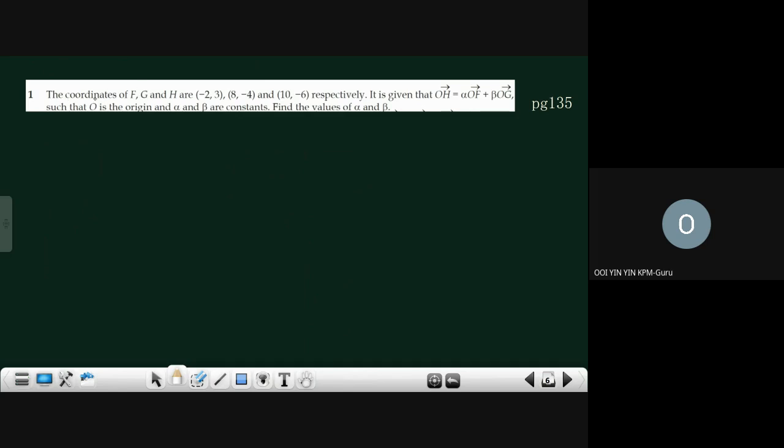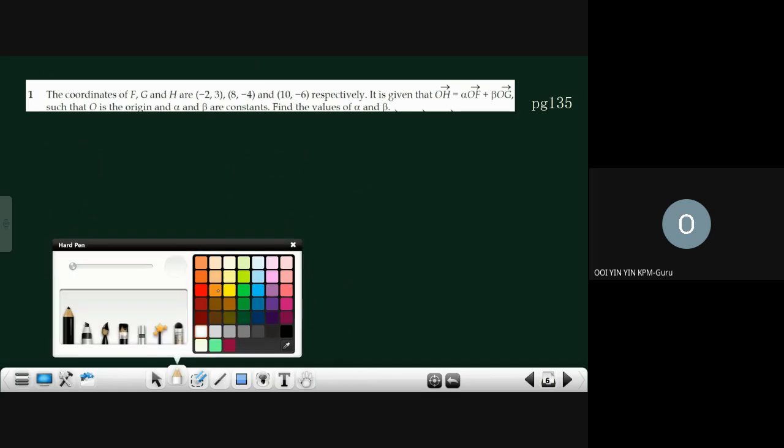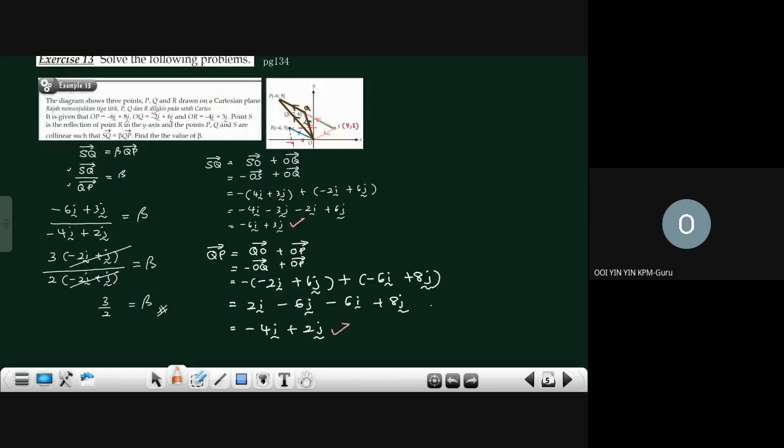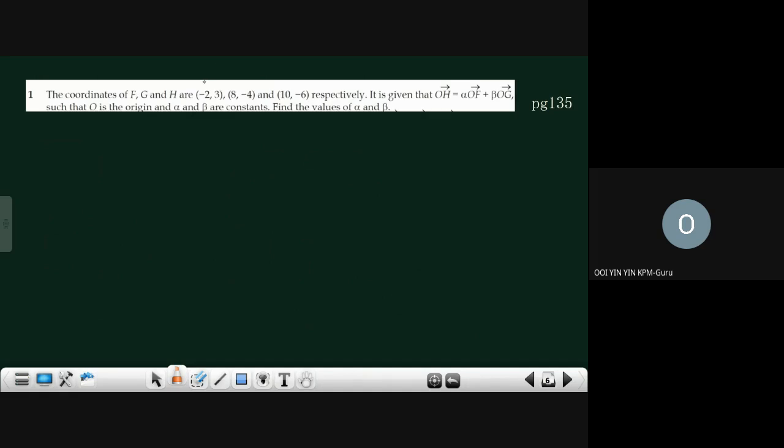Okay, now you see they already give you the coordinates of these points. Just follow the sequence F, G, H, right? So the first one will be your F, then the second one will be your G, and then H, because of the word respectively. Follow the sequence F, G, H. Okay, like that.